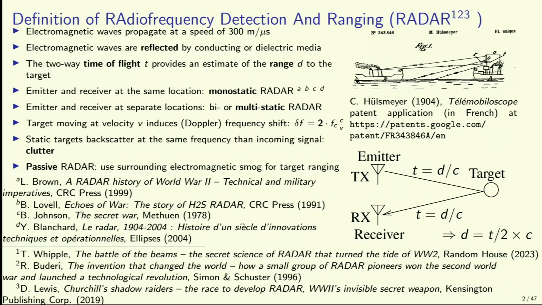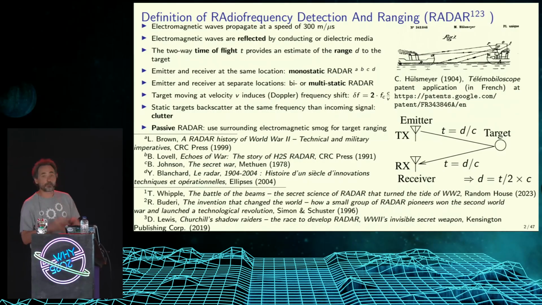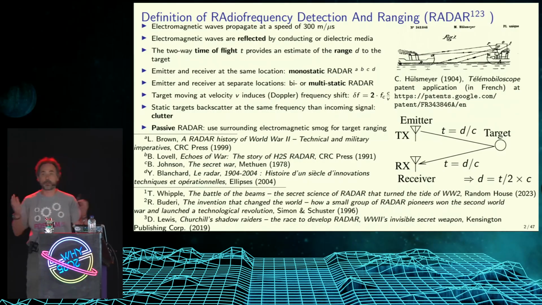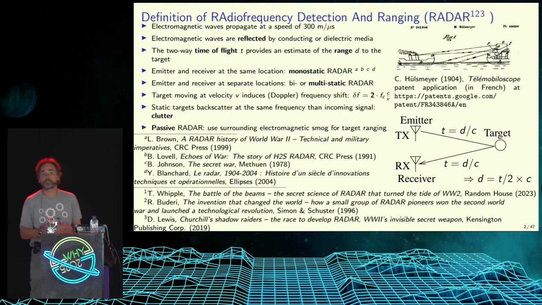Electromagnetic waves are propagating, whether generated on purpose or surrounding smog, and they are reflected either by metallic or dielectric interfaces, and they come back to us. We wish to measure maybe time of flight. We want to measure the direction of arrival. So we have two big types of radar that I will be exposing in this presentation. Monostatic radar, where the emitter and the receiver are collocated, and multistatic, bistatic radar, where the emitter and receiver are not collocated.